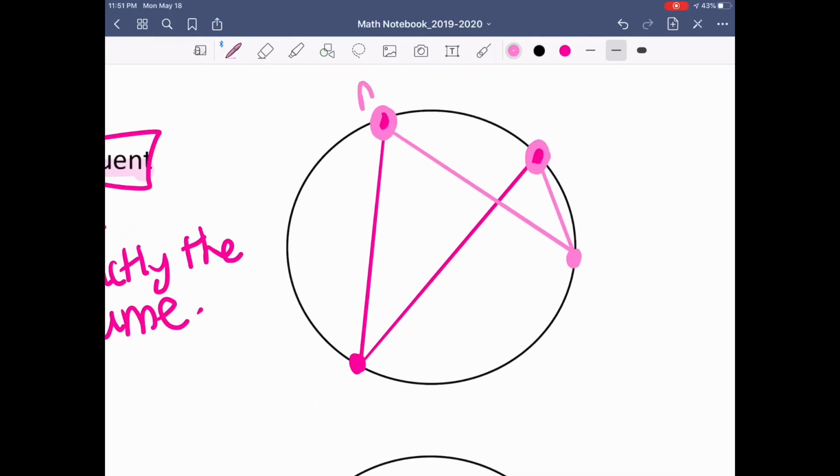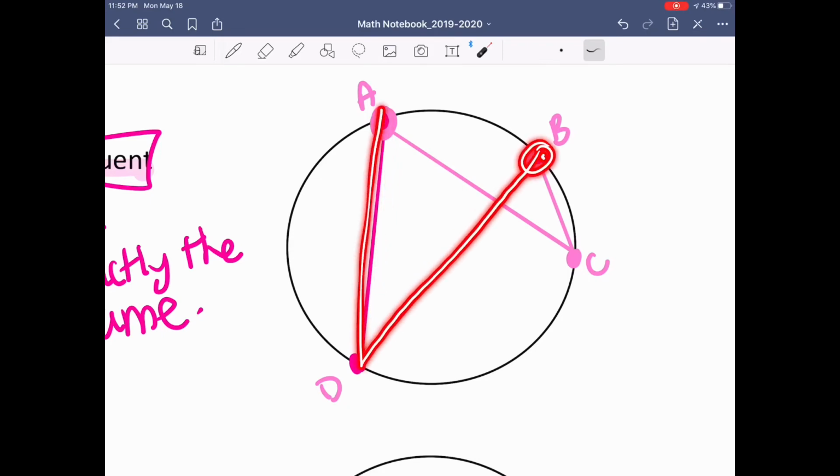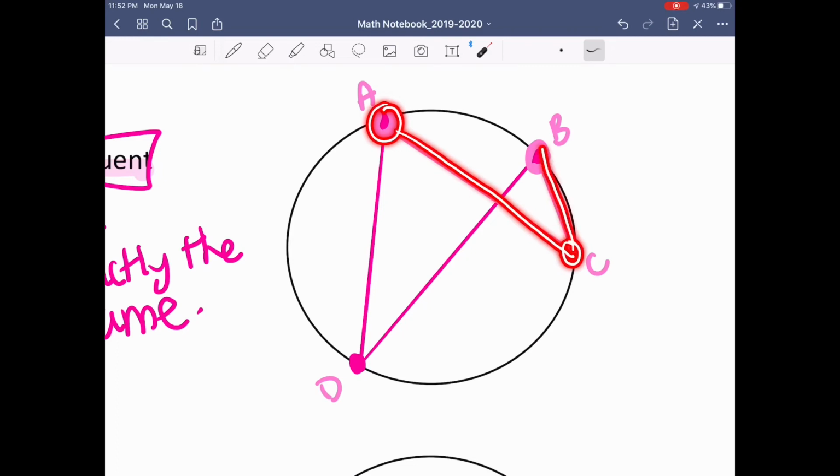Now I'm going to label my points. Point A, point B, point C, and point D. Okay, so here we have 2 inscribed angles. We have angle ADB, which is this one right here, or you can also call it angle BDA. It doesn't matter what you call it. And then you also have angle ACB right here, or angle BCA.